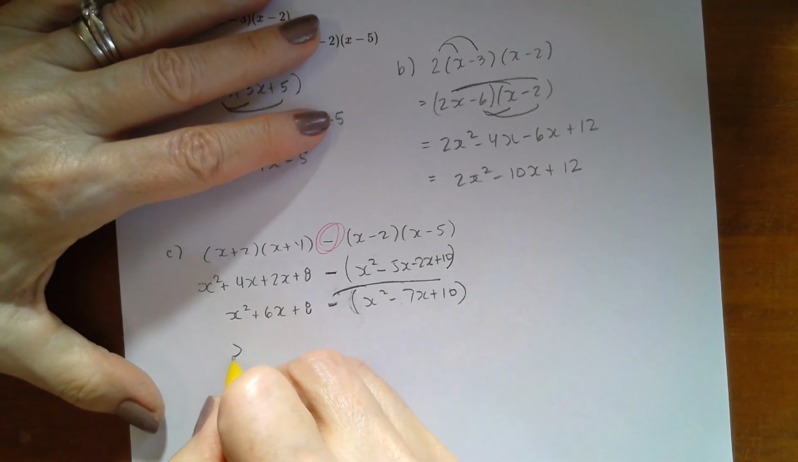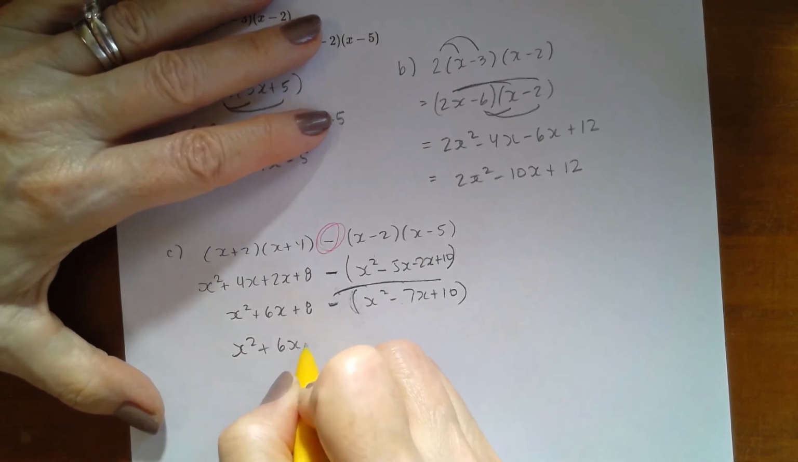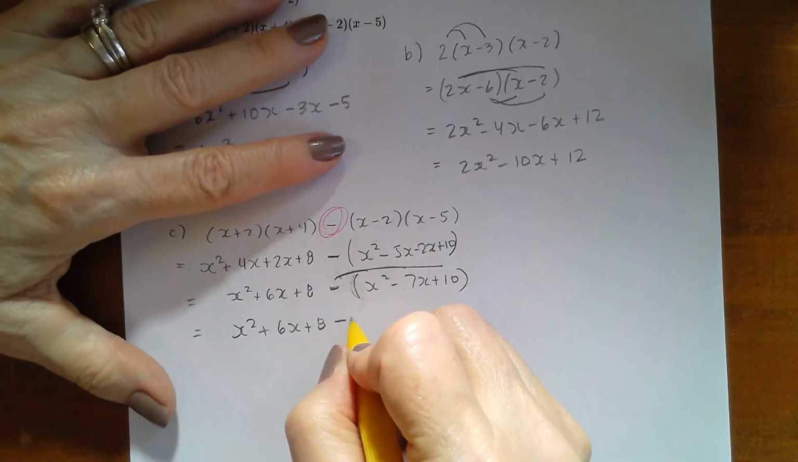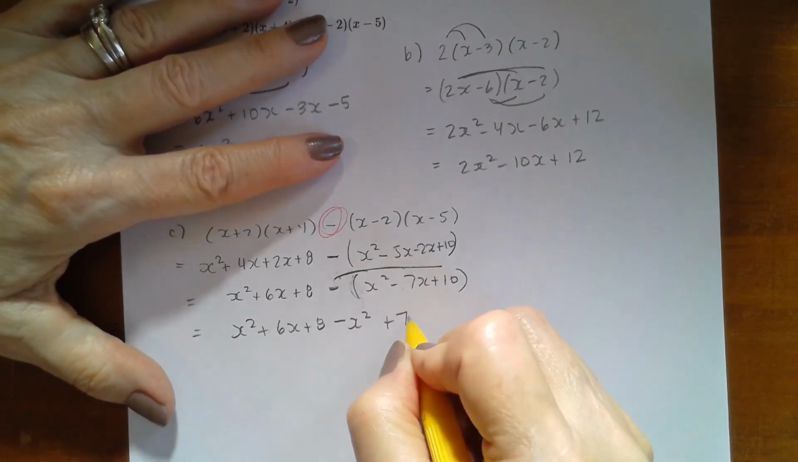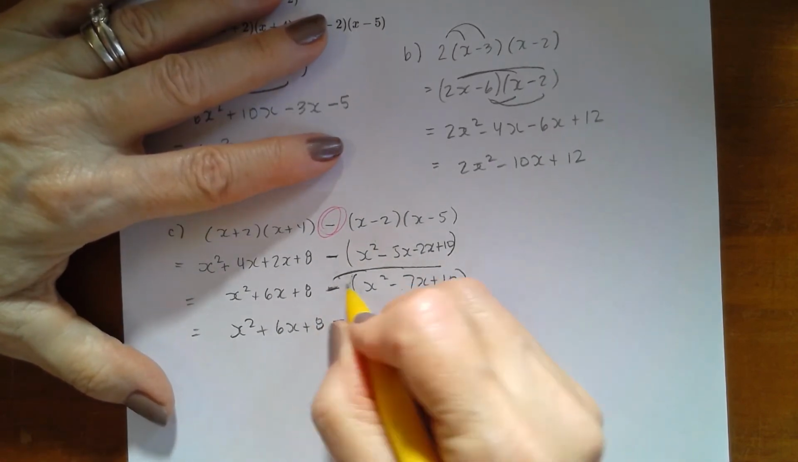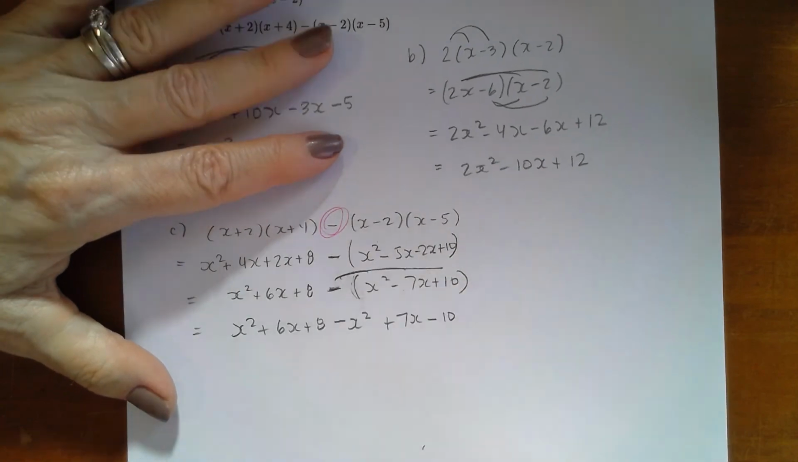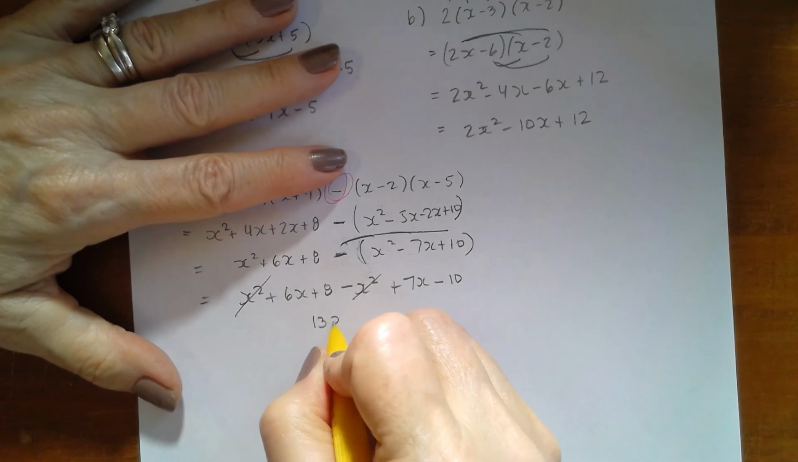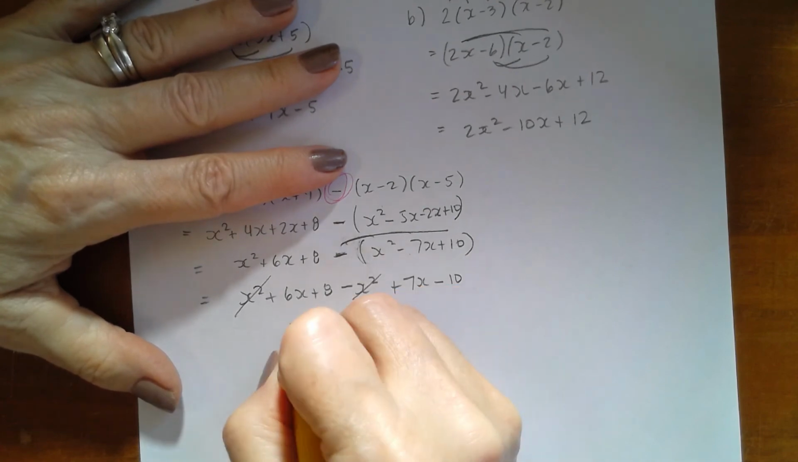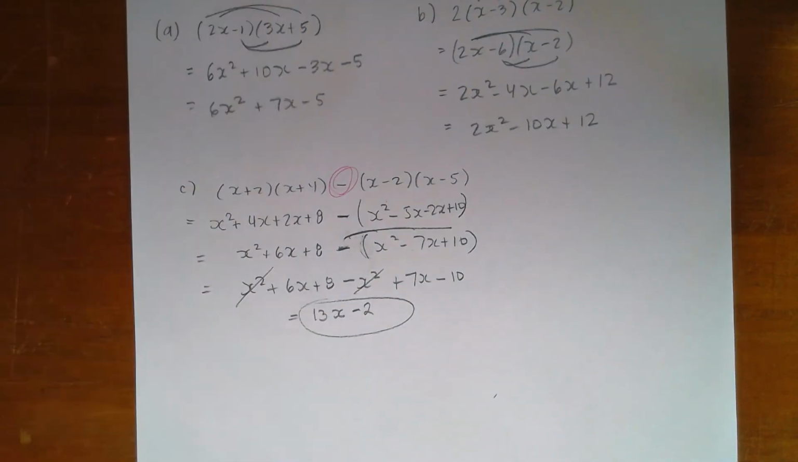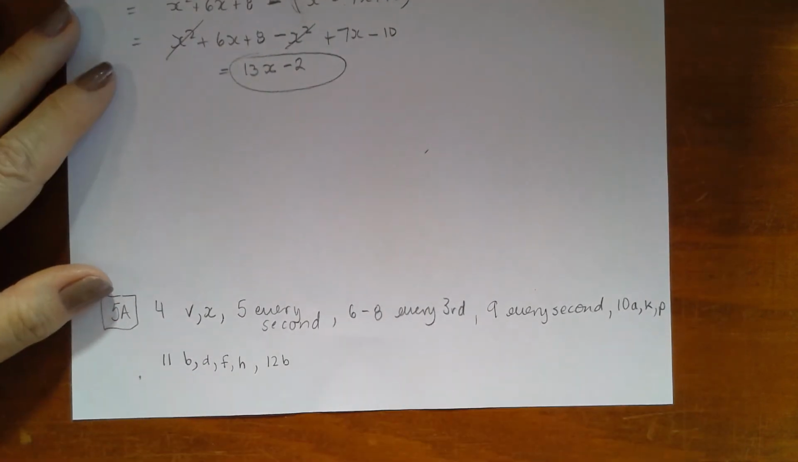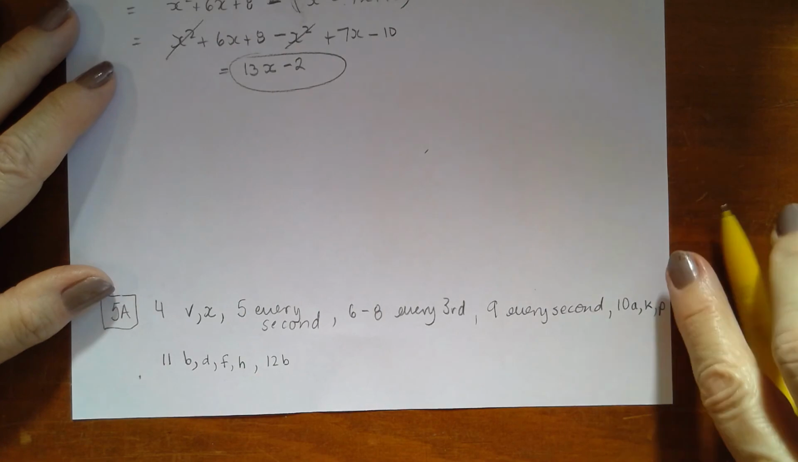So it's going to be x squared plus 6x plus 8, minus x squared plus 7x, minus 10. I'm changing all these signs because there's a negative outside. So those are gone. And I get 13x minus 2. And that's the answer to that question. These are important. Okay, there's all the problems for this section. I'm going to turn this off now because you can pause if you need to.